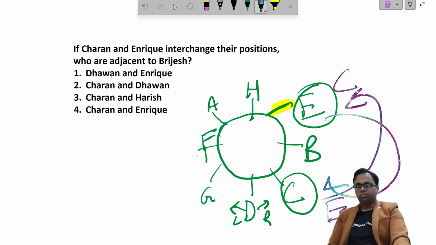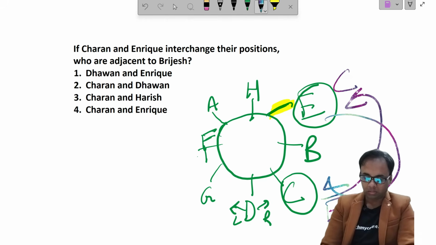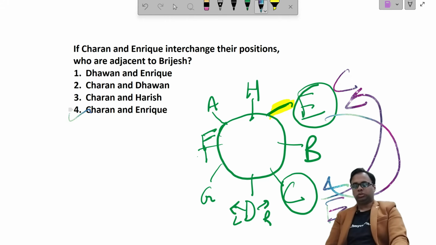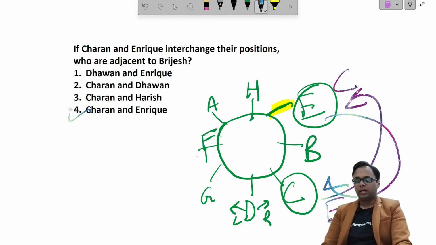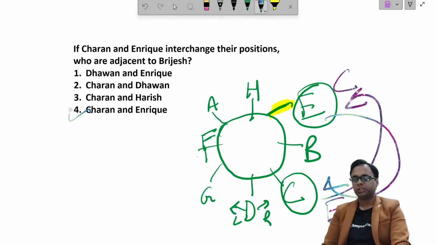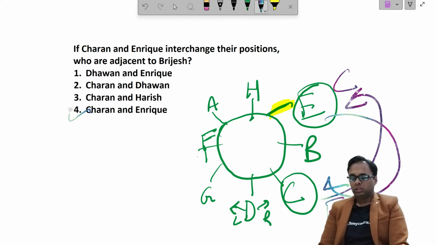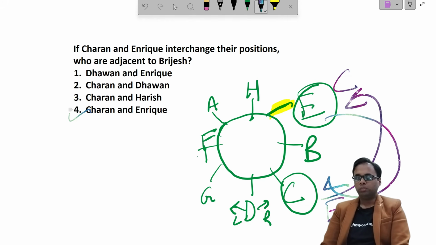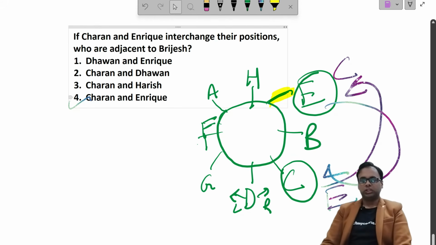So even in that case, both Charan and Enric are adjacent to Brijesh, even if they interchange their positions. Originally also, Enric and Charan are on either side of Brijesh. They are adjacent to Brijesh. So even if they exchange their positions, they will still be adjacent to Brijesh. So this is how we have solved all the questions.